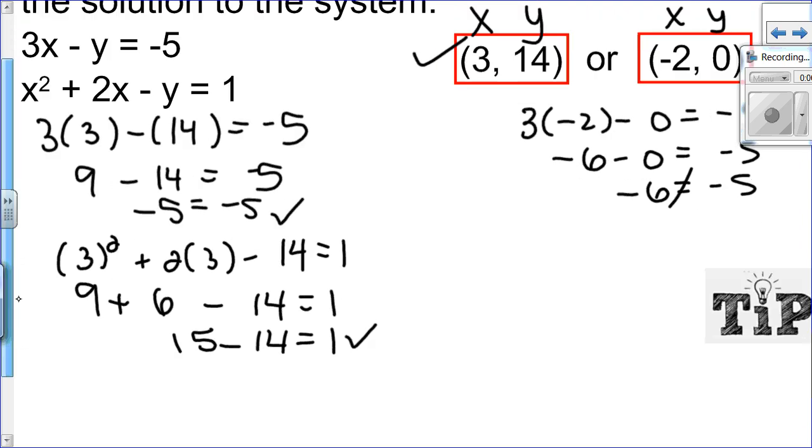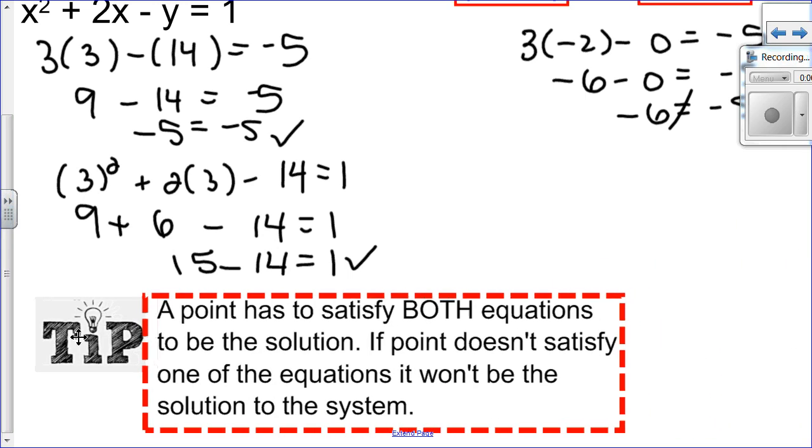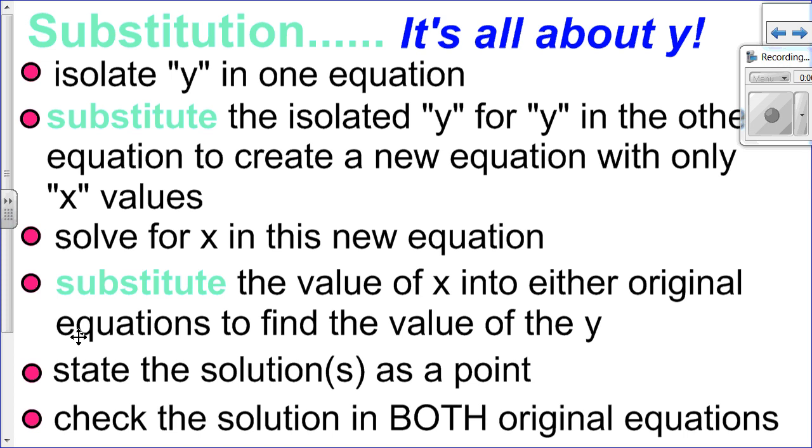So my tip for you is this. A point has to satisfy both equations to be a solution. If it doesn't satisfy one of the equations, it won't be a solution to the system. So let's go ahead and look at the steps for how to solve by substitution.